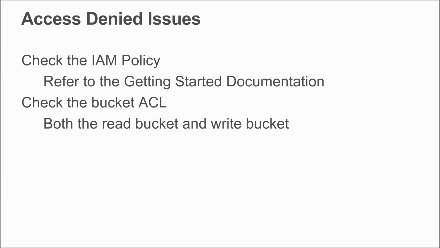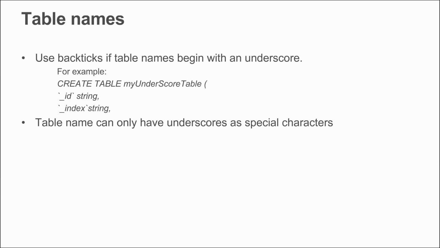If you do see access denied issues, make sure you have the right IAM policy. Refer to the getting started documentation on what that policy should look like. But the IAM policy is not going to be enough. You also need bucket ACLs, or the access control list for your buckets, that allow you to read from your source bucket and write to your output bucket. So if Athena gives you an access denied error, make sure you look at both of these things: that you have enough policies to get started, and that you have access to both the read and write bucket.